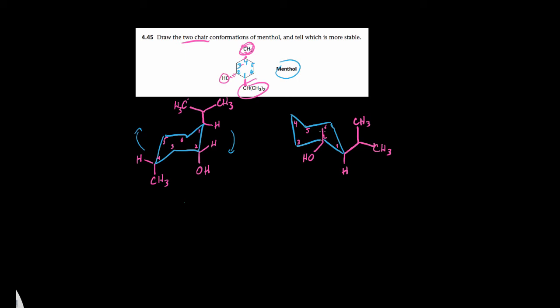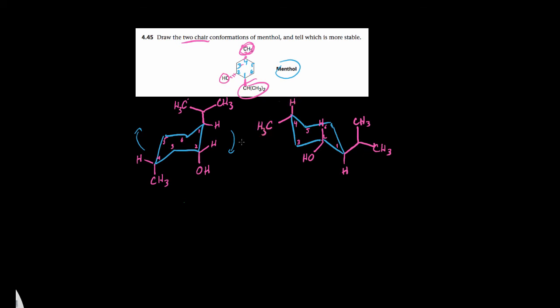So there we go. There's our OH and our H on the 2 carbon. And then going on around the ring, the 4 carbon had the methyl, so it was down and axial, so now it's going to be down and equatorial. So here's the 4 carbon.